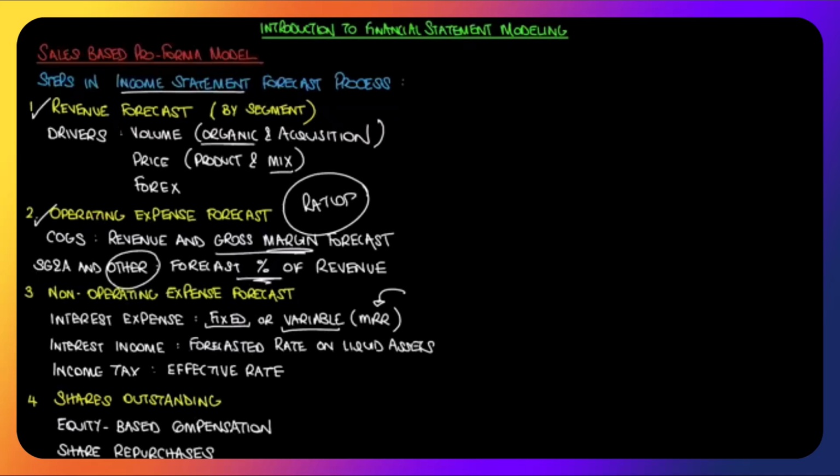Obviously, an additional twist to your forecast. Interest income. If they have liquid assets lying around that they are earning income on, then you'll have to forecast a rate. You could use historical rates or again, look at an MRR.